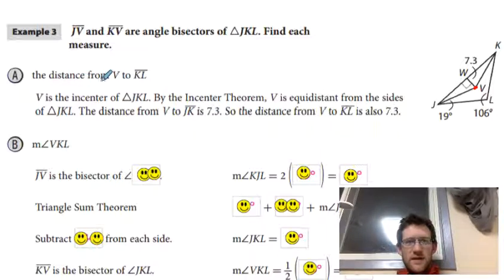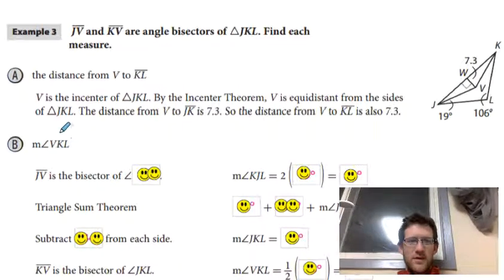Then it asks us to find the distance from V to KL. So that's this distance here. It's a little hard to see, but since V is the incenter, we know that it's equidistant from all sides. So this distance is 7.3, so this distance also is 7.3, just like this distance would be as well. So all three of those red lines would be 7.3.